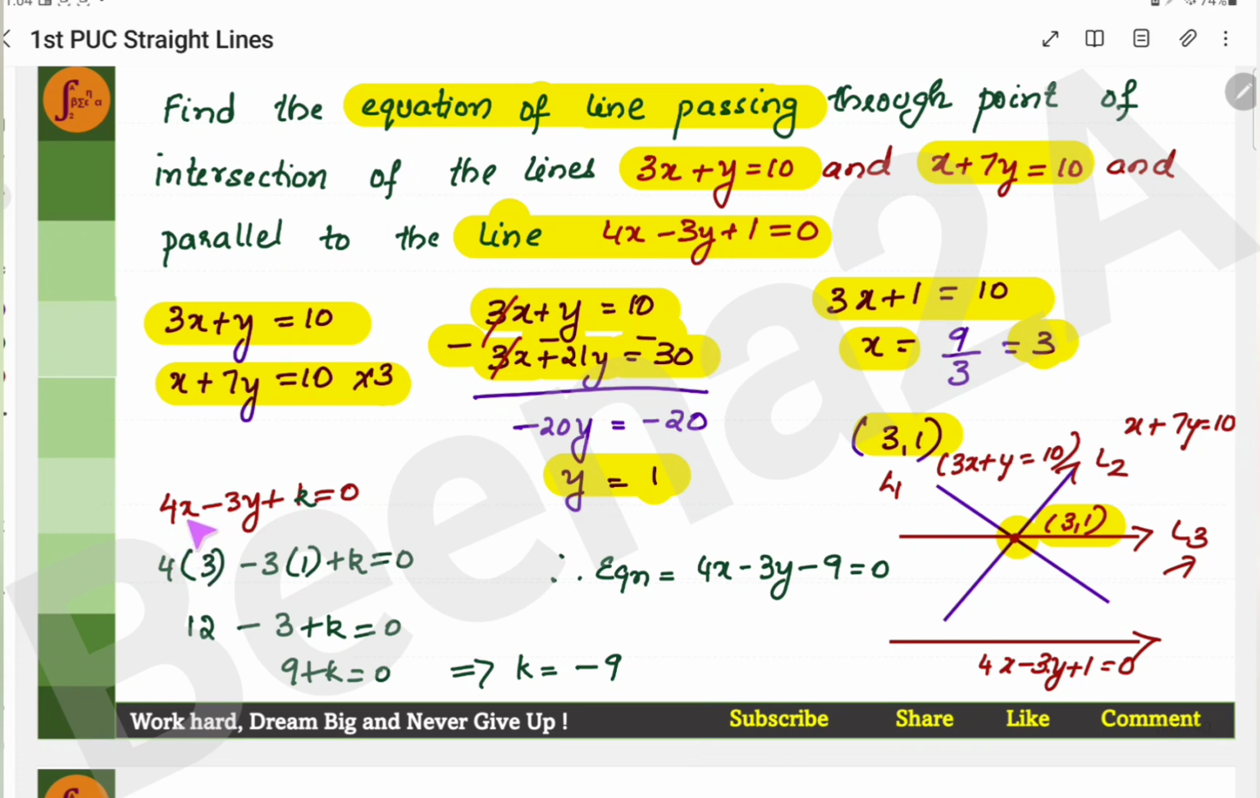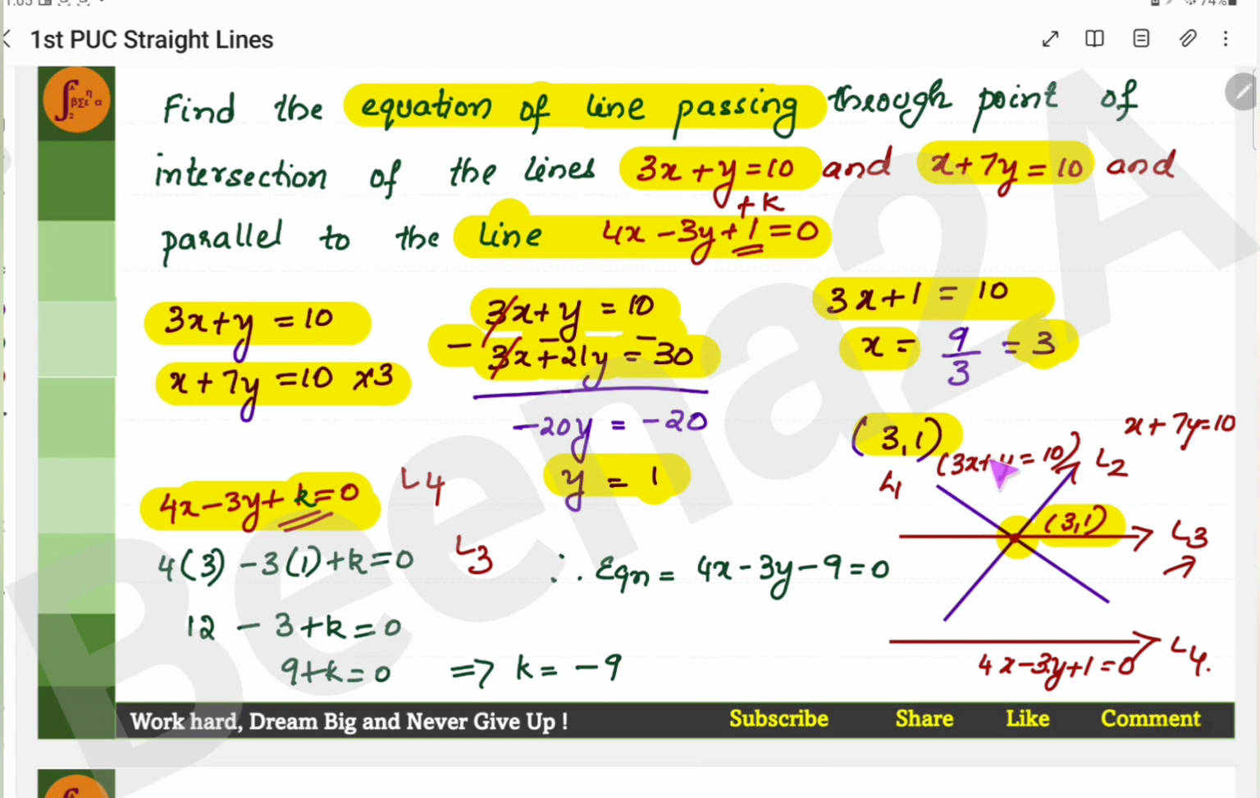So what is the equation of the parallel line? This is the parallel line. So the equation of the other parallel line would be, say this is L3. Sorry, say this is L4. So this is the equation of L4. Now you have to find the equation of L3. So what will L3 be? It's a parallel line. Copy the same equation, but instead of this number plus 1, you will put plus k, like this, plus k, right? 4x minus 3y plus k, right?